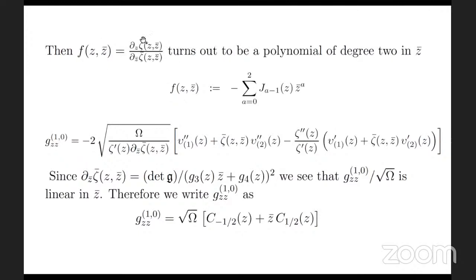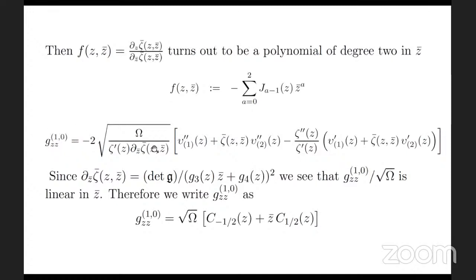So we had used this Beltrami parameterization of f. And if you substitute this zeta bar here, it turns out that f is polynomial in z bar of degree 2. And these 3 coefficients are holomorphic functions. These will be related to the currents eventually, the SL2 currents.